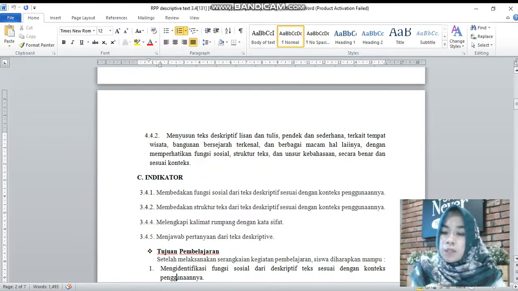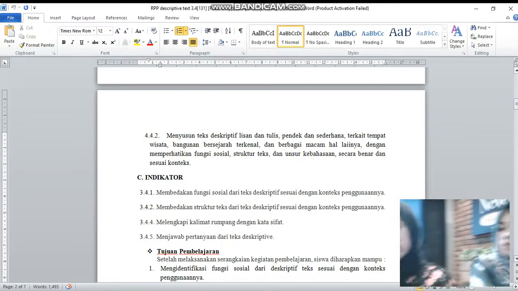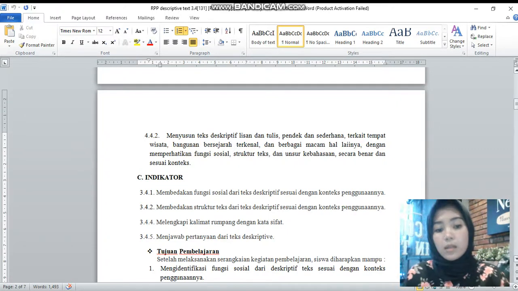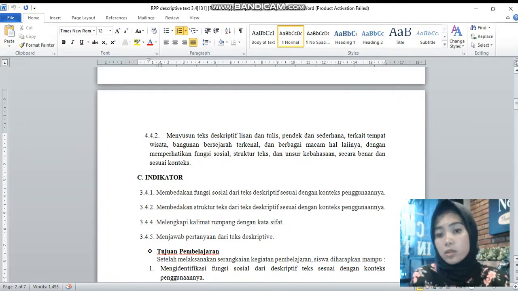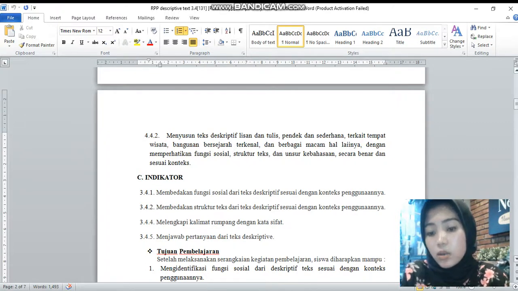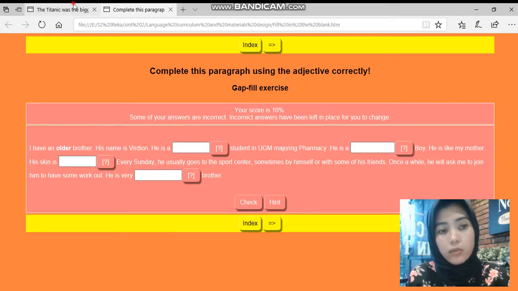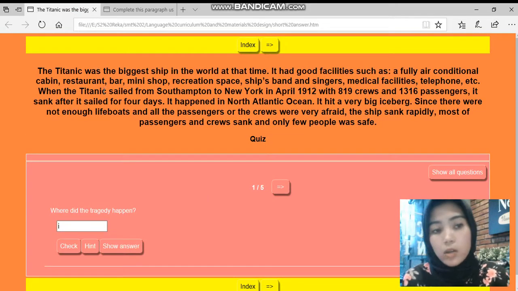Based on the lesson plan that we have made, the assessment will be explained by Reka. Reka, time is yours. Okay, thank you. So for the assessment, here we will use technology to make the students more interested in doing the task. So here we will use the Hot Potatoes application. There are two types of assessment that we use. First is short answer question.